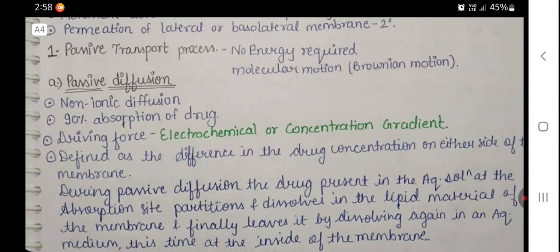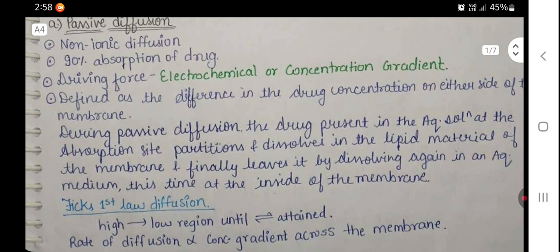Passive diffusion is defined as the difference in the drug concentration on either side of the membrane. During passive diffusion, the drug present in the aqueous solution at the absorption site partitions and dissolves in the lipid material of the membrane, and finally leaves it by dissolving again in an aqueous medium, this time at the inside of the membrane.